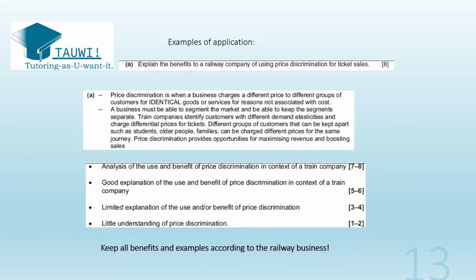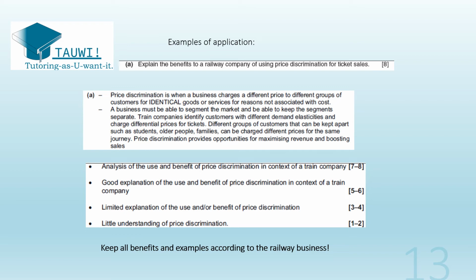So let's look at examples of application. Now, this is a question without a case study. So they ask you to explain the benefits to a railway company of using price discrimination for ticket sales. 8 marks. Knowledge first. So what is price discrimination? I hope you remember what price discrimination is. Price discrimination is where you charge different prices for different people.